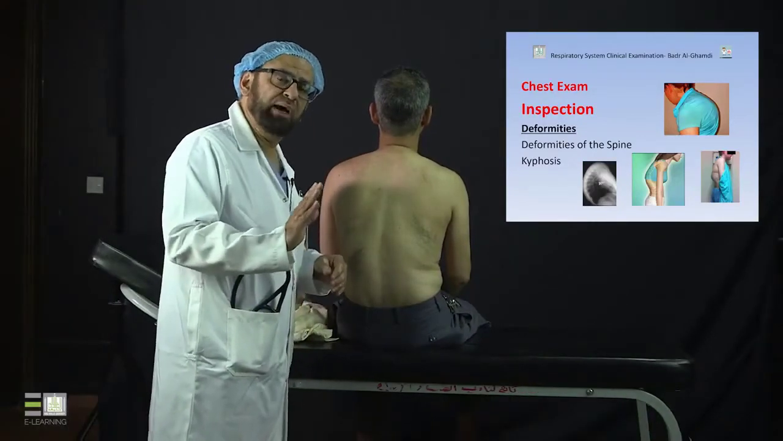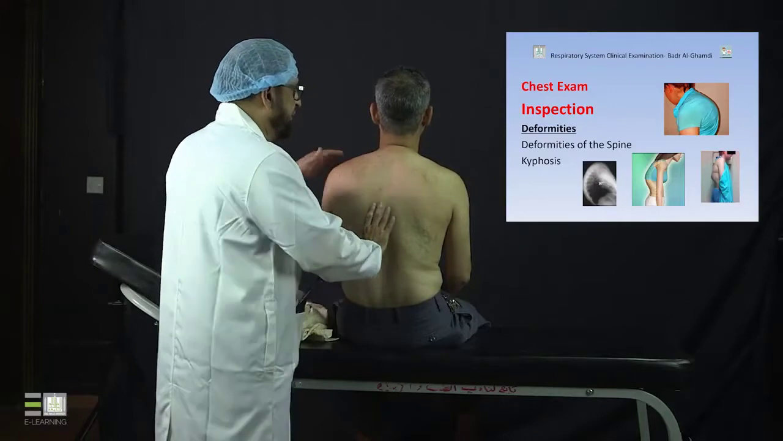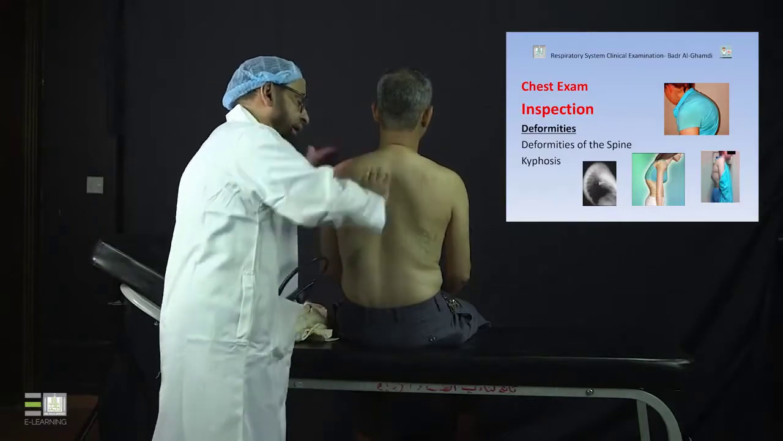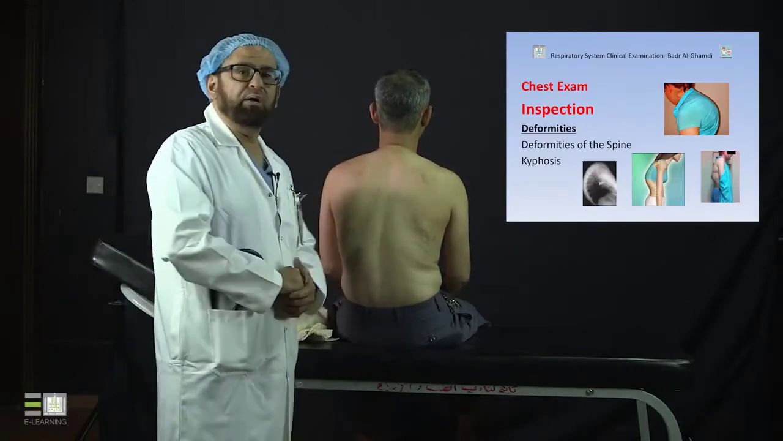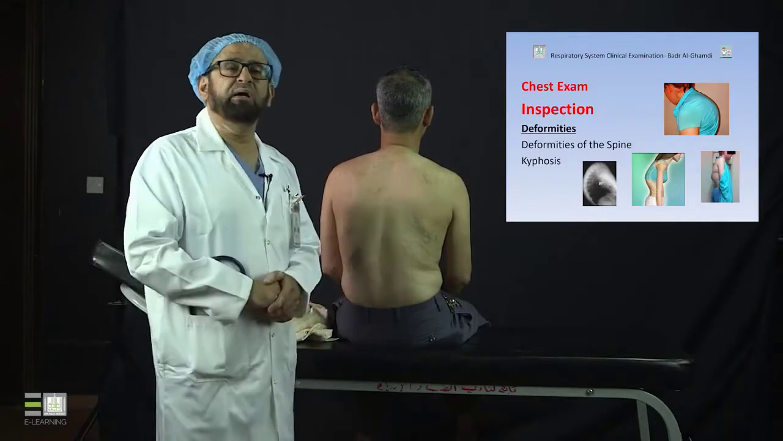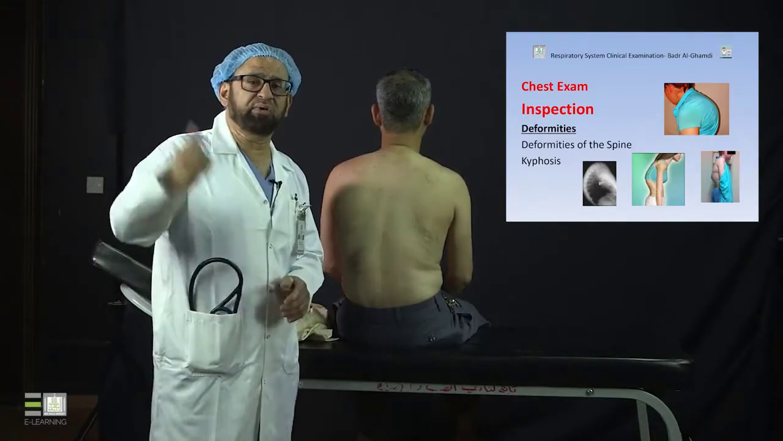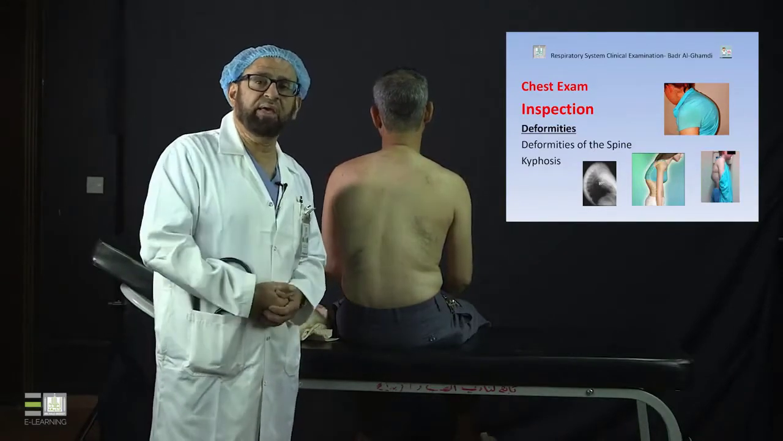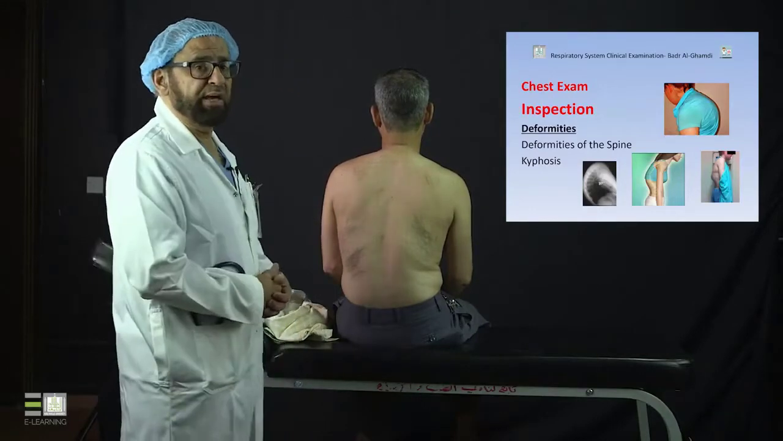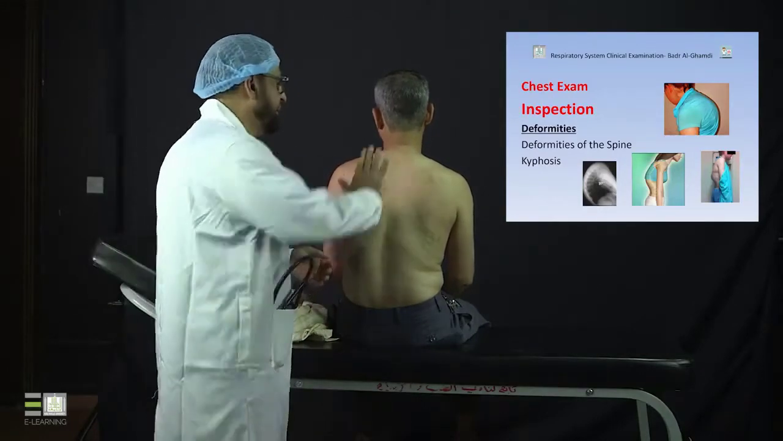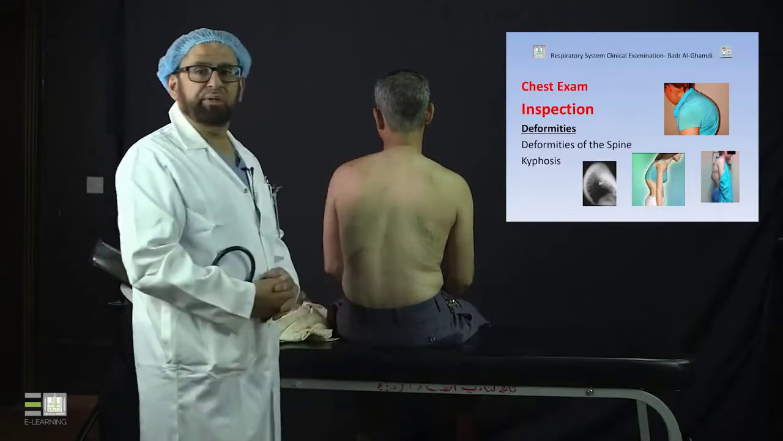spine from the back is bending forwards, and there is a bulge of the spine, and this is called kyphosis, as you see it in the slide there. And that is kyphosis, which is bending of the spine anteriorly.